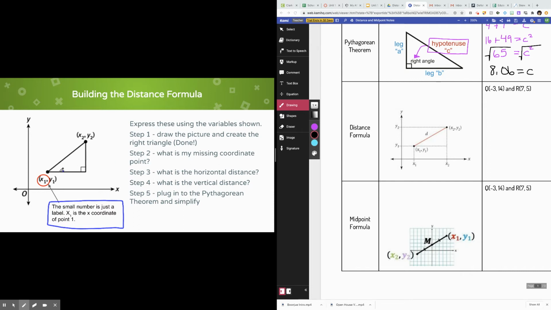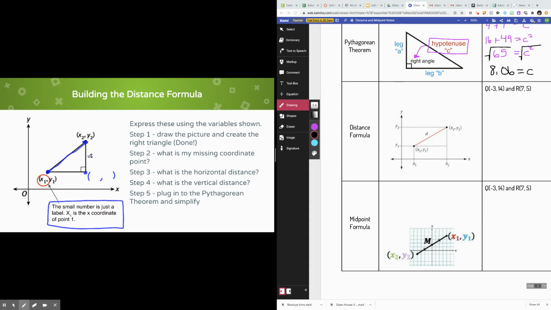Originally, what I'm trying to do here is find this distance. I want the distance from this point to this point. If you were to do this step by step, the easiest way would be to draw a right triangle in. Then I have a missing coordinate point, which is this one right here, so I have to figure out what that coordinate point is.